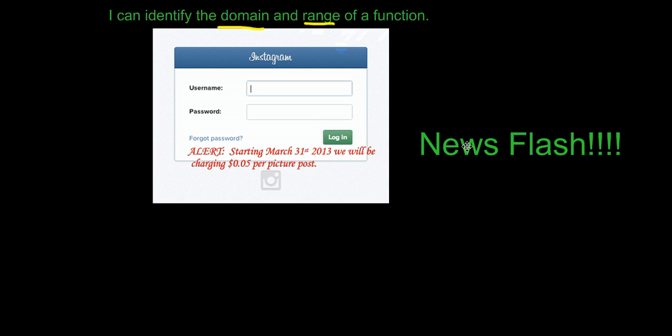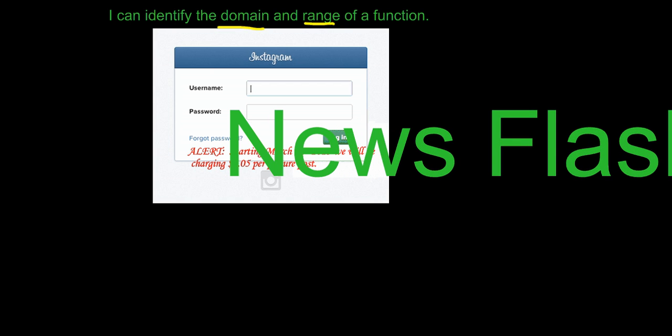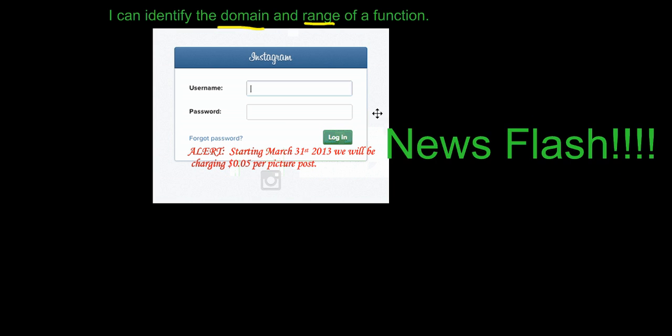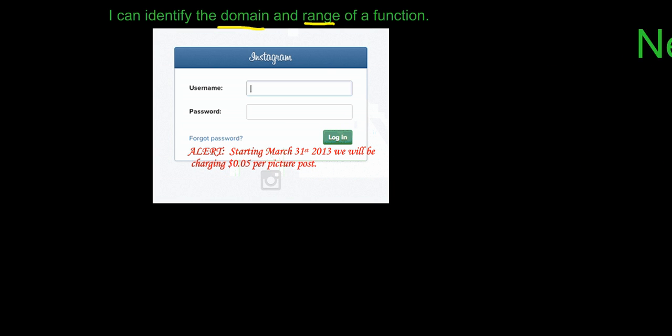When I came across a major newsflash, major. I don't know if you guys have heard this, but I just read about it today: there is some new stuff going on with Instagram. Their new thing is that starting March 31st, they're going to charge 5 cents per picture post. That's what I just read today. I know, it's shocking, but I read it on the internet, so it has to be true.